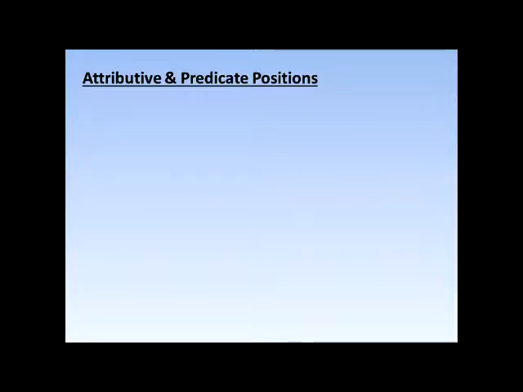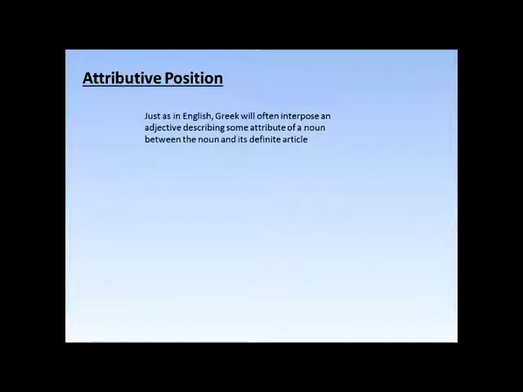We need to talk about two very important word orders. One will be the attributive position and one will be the predicate position. And in fact, there are two word orders for each of these. First of all, let's talk about the attributive position. Just as in English, Greek will often interpose an adjective describing some attribute of a noun between the noun and its definite article. We have the definite article and the noun.